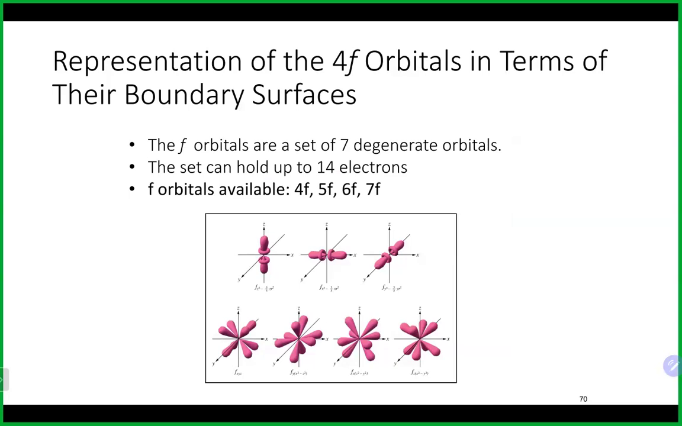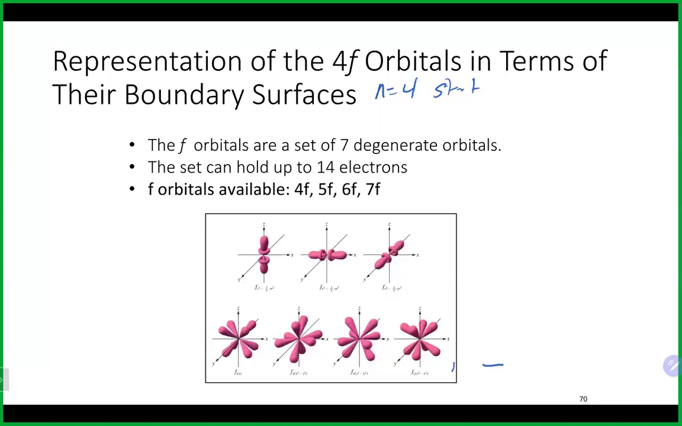Lastly, the last type of orbital that you would come across happens on the 4th energy level. When you get to the 4th energy level, that's where we start our f orbitals. And once again, there are 7 different f orbitals.